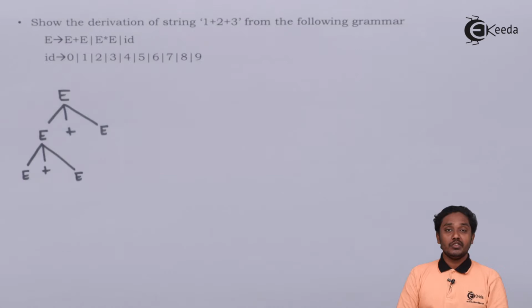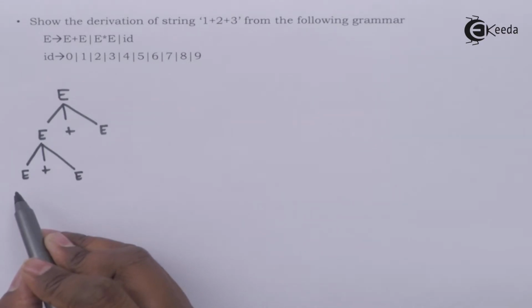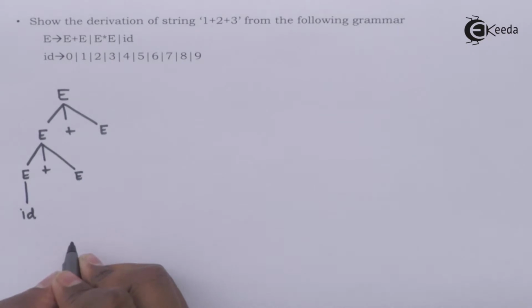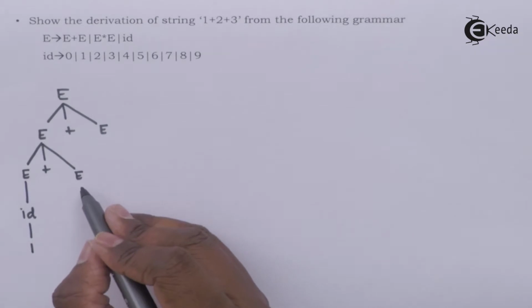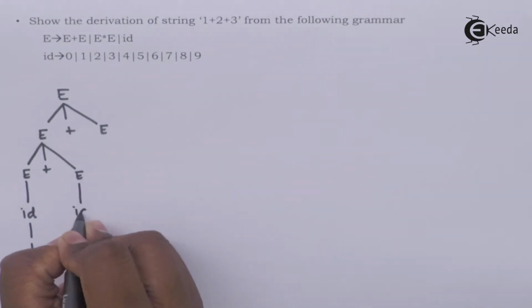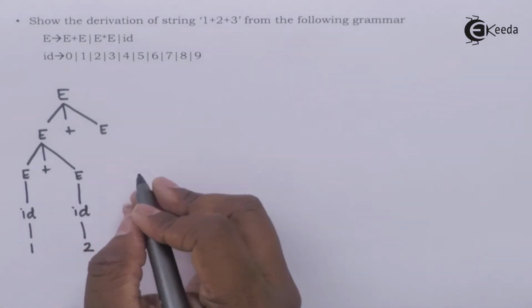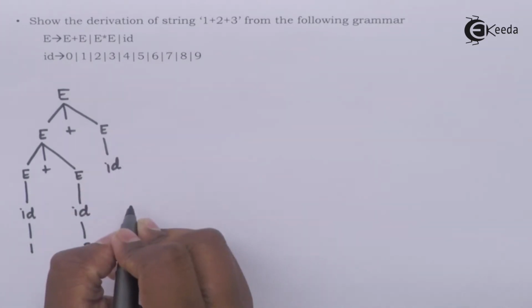For them, we need to first produce ID. So we will use the production E produces ID. From ID, we will be generating the numbers 1, 2 and 3. In this E, we will be using the production E produces ID, and the ID will produce the first number 1. Similarly, from this E, we will be producing one more ID, which in turn will produce 2. Similarly, the third E would produce an ID, and that will produce the number 3.